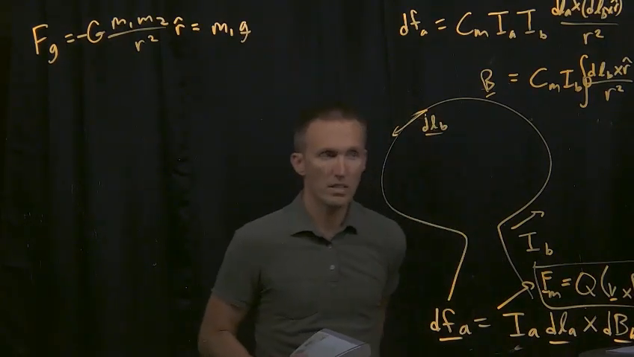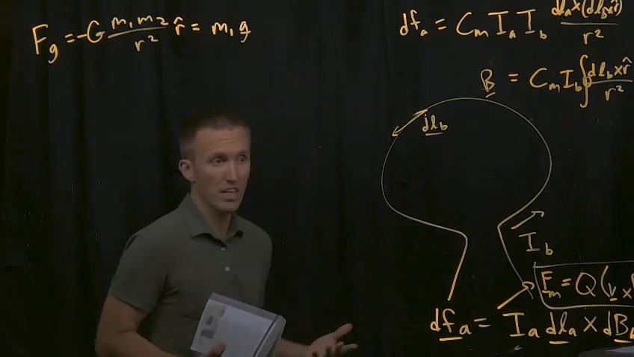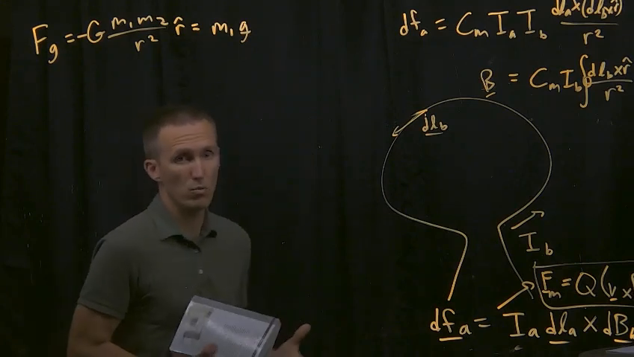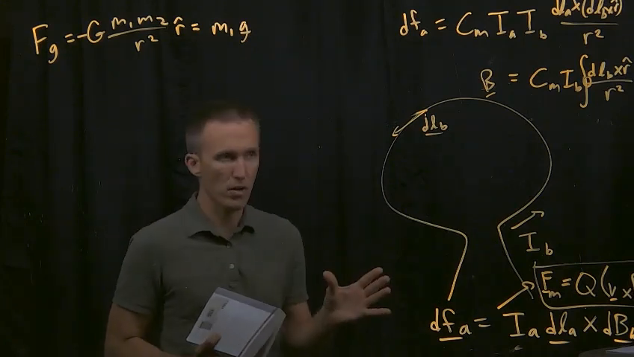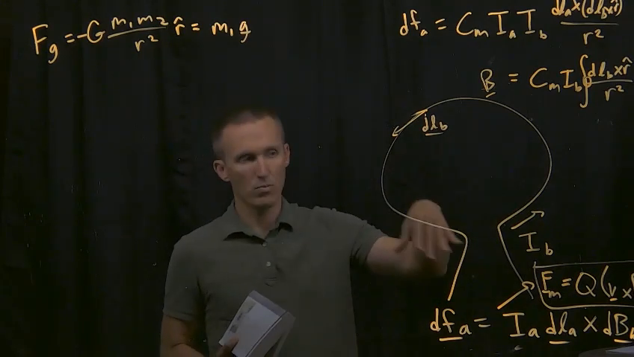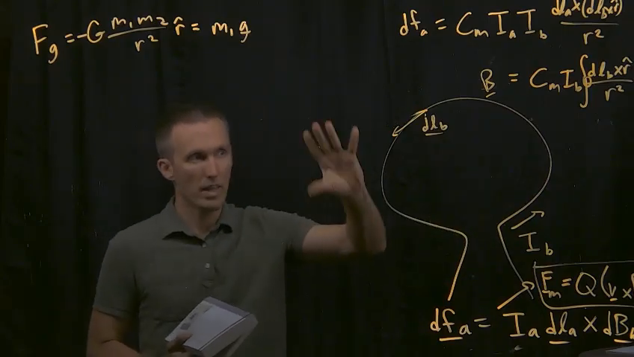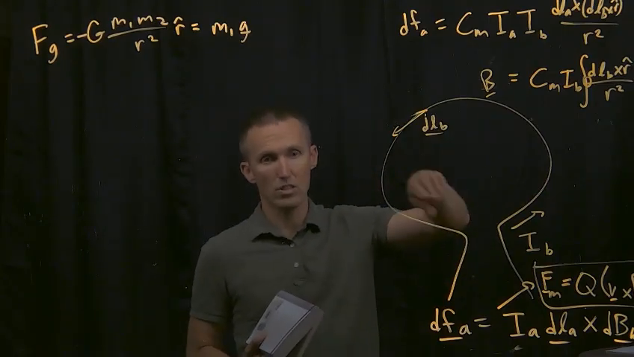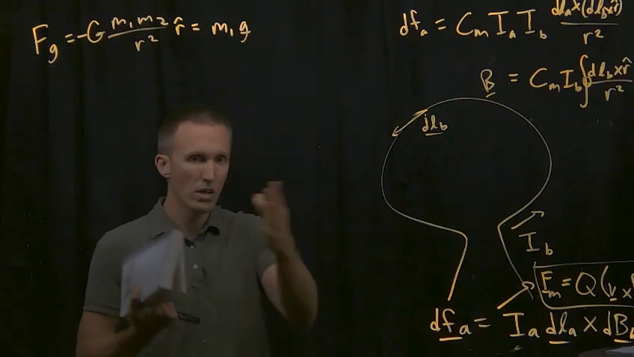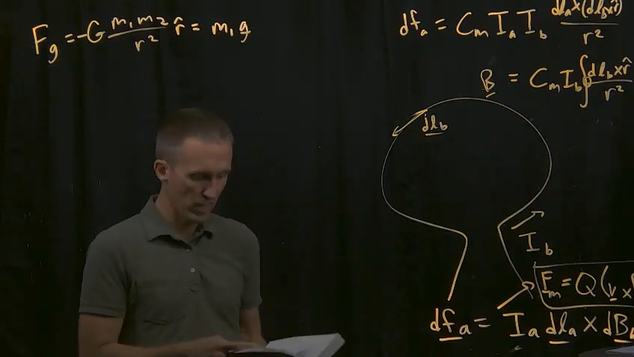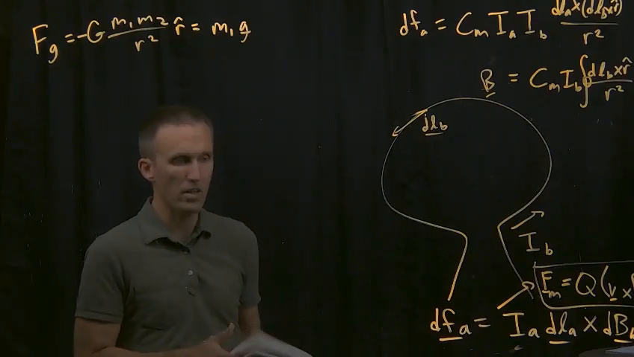All right, and this is reminding me to say, just like with gravity, you can have a gravity field without having any test mass or test particle. You can have a magnetic field without having any other current. The current in this loop of wire is going to generate a magnetic field, whether there's another wire to feel it or another charged particle to feel it or not.